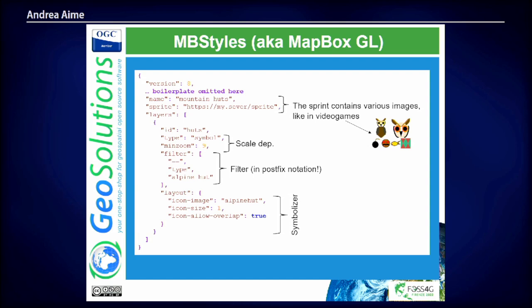So you basically prepare a sprite for that one style sheet. And then it has the scale dependencies, as you can see, min zoom 9, which is referring to the common web mercator zoom levels. The filter is JSON written in postfix notation, which is like a blast from the past for me, because when I was a student at software engineering, the first thing that they made me do was a postfix notation, or a Polish notation, as we called it, expression evaluator, like the first thing that I programmed at the university. It was an exercise, of course.